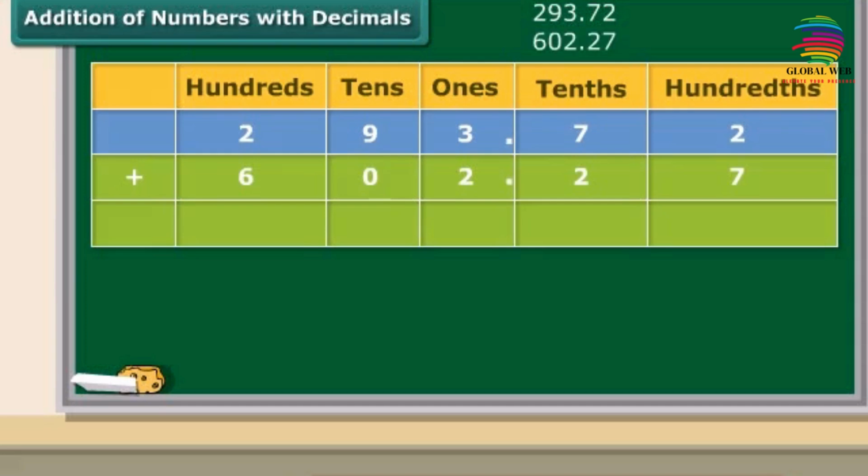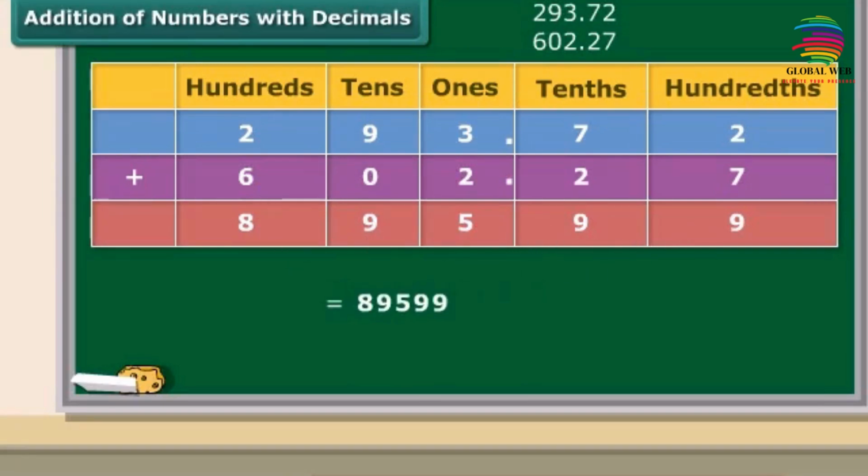Let us start with the addition of 293.72 and 602.27. Place the digits according to their place value in the table above. Add the numbers as done for ordinary addition. Place the point before two digits from the right-hand side.